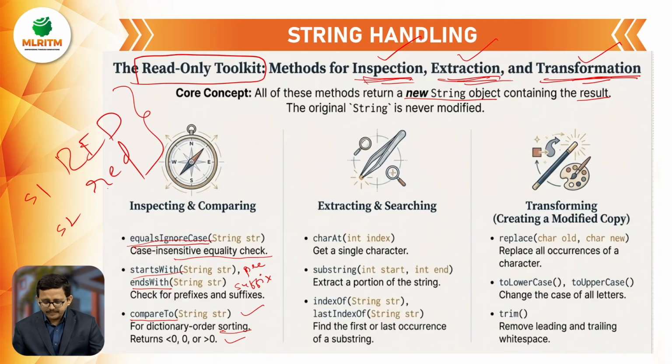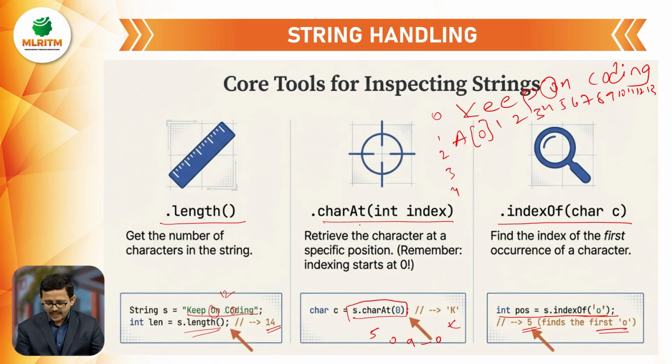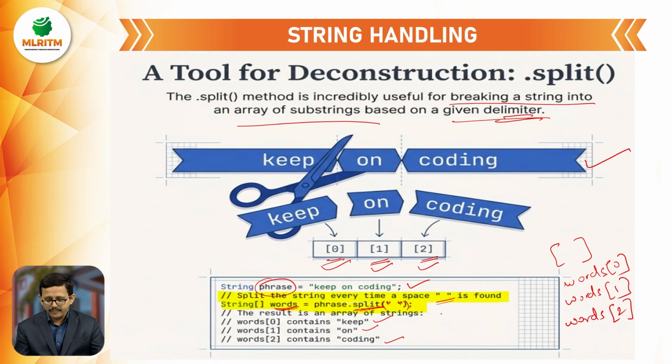Next we have extraction and searching. What is this extraction and searching? How we are going to extract something and search within the string, those are your extraction and searching methods. In that we have charAt, int index. charAt is going to give you the character, and since index is a number, we declare it with int. We have seen the example in the previous slide, charAt, int index.